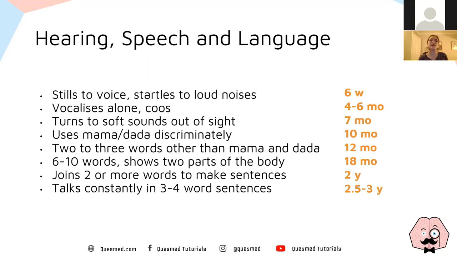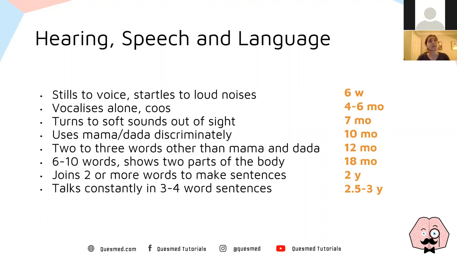By 6 weeks, we'd expect a child to stop to a voice and startle, which is a good sign that they are hearing, obviously, if they jump at a loud noise. Then once they've heard these noises, they will try and chat away and coo and vocalize. It's their way of copying all the noises they hear from parents, which should happen around 4 to 6 months.